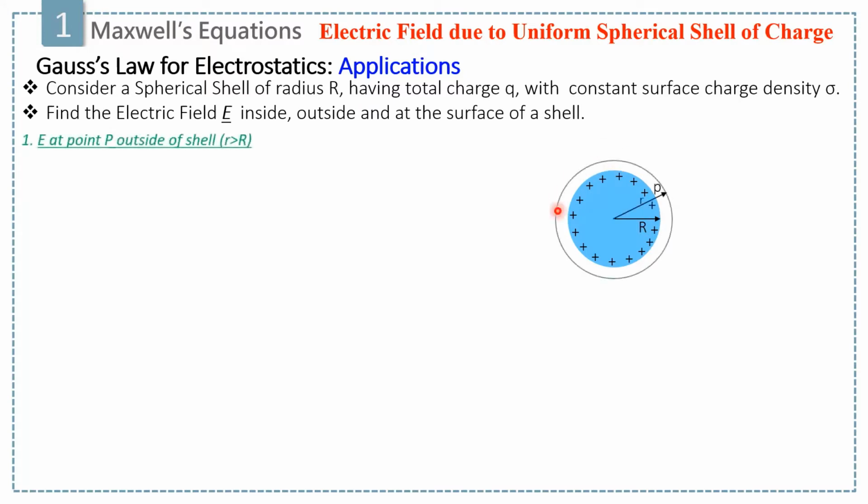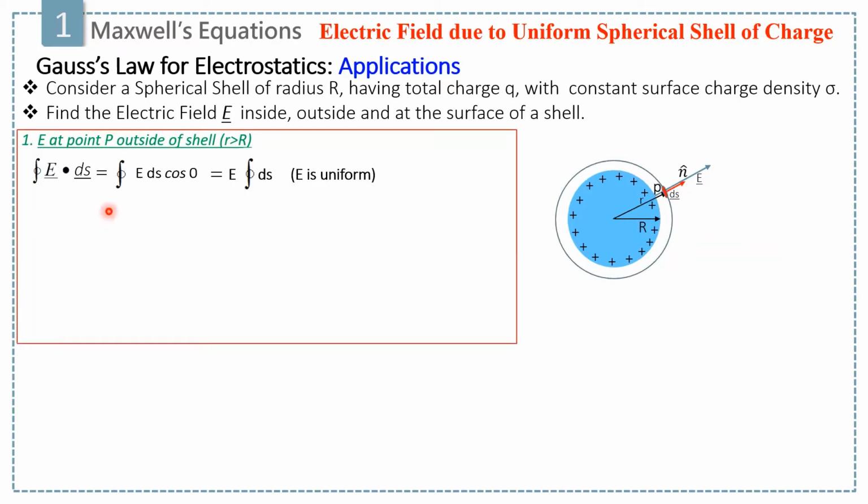In the first case, we wish to find the electric field outside the shell at point P. For this, we consider a Gaussian surface of radius r, which is greater than the radius of the shell. We have chosen a surface area dS at point P, and the electric field is normal to that surface area. The angle between the surface area and the electric field is 0.